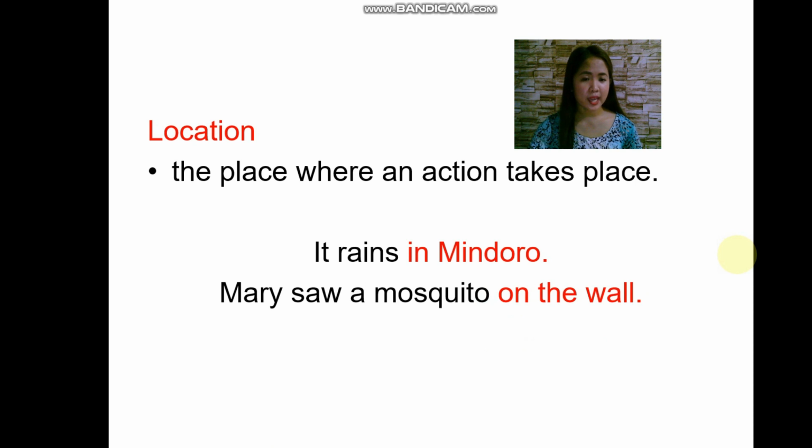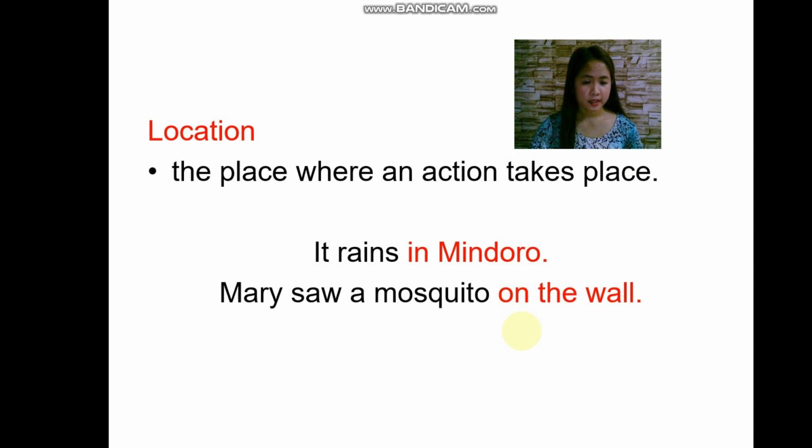Now let's have the location. Location is the place where an action takes place. Say for example, it rains in Mindoro. Where does it rain? The answer is in Mindoro. The question might be also, it rains where? In what location? The answer, again, is in Mindoro.